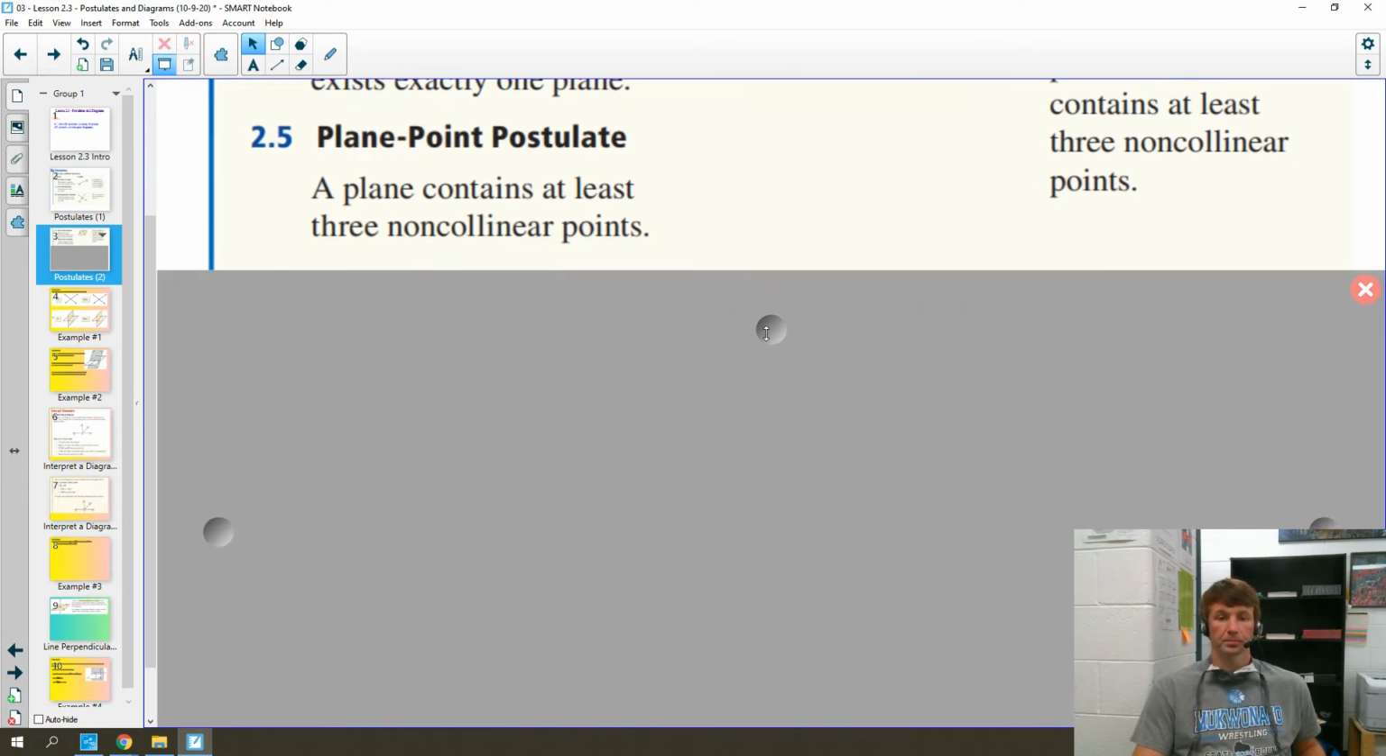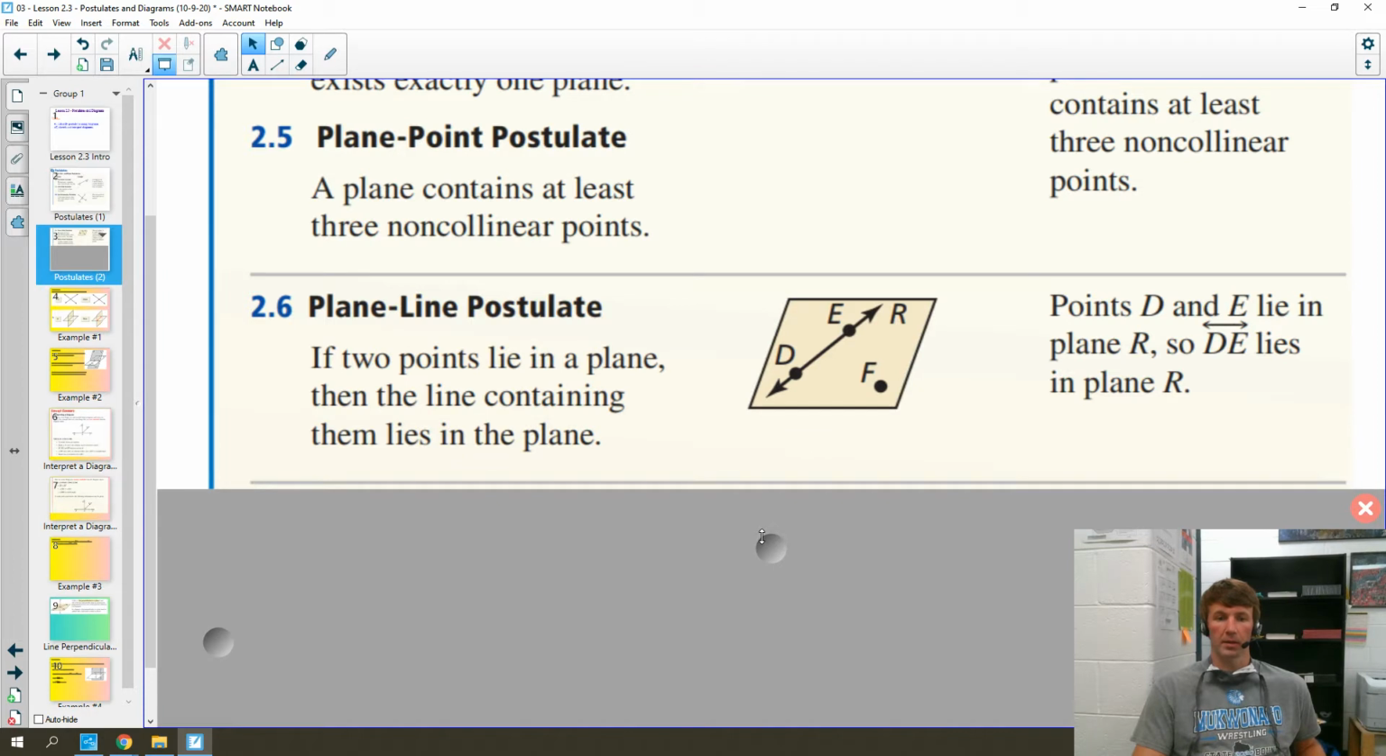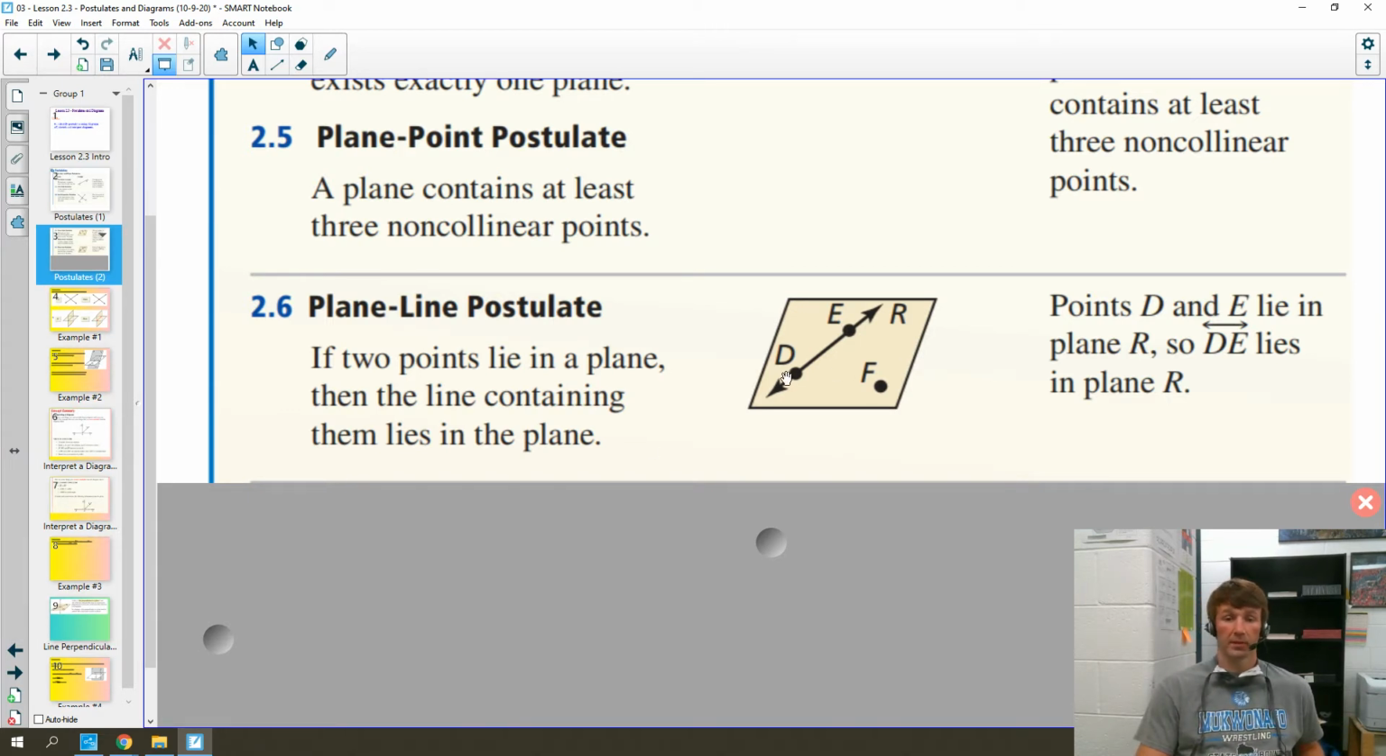2 more involving planes here, both of them. So if 2 points lie in a plane, so points D and E lie in plane R, basically there's no way then that the line containing them doesn't also lie in that plane. So like if D and E are in plane R, then for sure that line DE has to also lie in that plane. It couldn't pass through the plane, punch through it at a spot or whatever. So that's the plane line postulate.